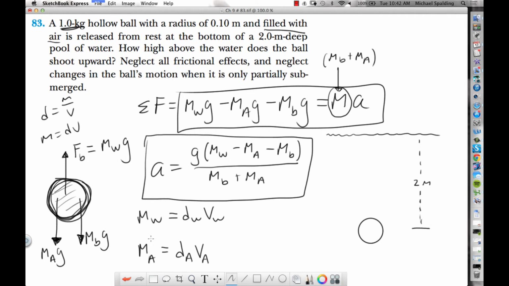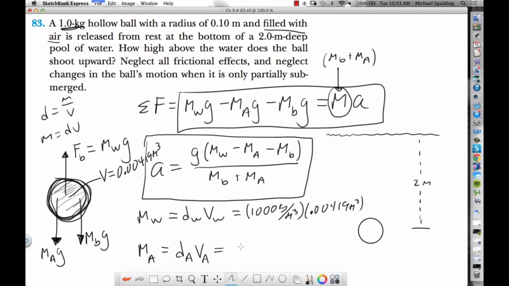Fluids are definitely tedious. A lot of things to do. So can we figure out the volume of this sphere? Yeah. What's the equation for volume of a sphere? 4/3 pi r cubed. The radius is 0.1, so you plug into that equation and you get 0.00419 cubic meters. That's the volume of the sphere. So the mass of water is going to be 1,000 kilograms per cubic meter times the volume, 0.00419.